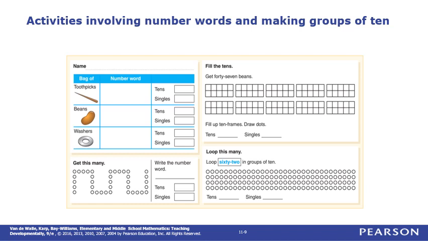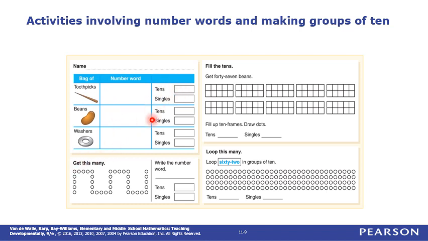So we're going to start by looking at activity 10.2, which is the activity on the left side of the slide. This is on page 218 of your book. This activity is called Get This Many. In this activity, the students count the dots that are here on the bottom of this worksheet. And then once they're done counting the dots, they count out a corresponding number of counters. So here they're just using toothpicks, beans, and washers.